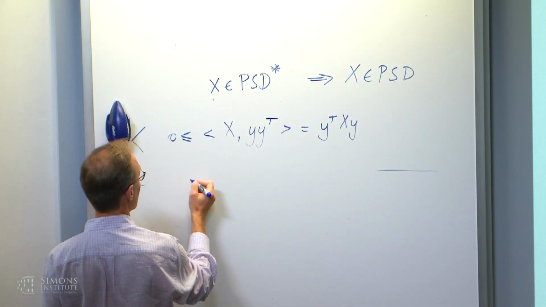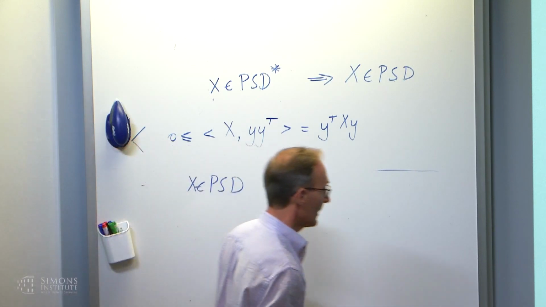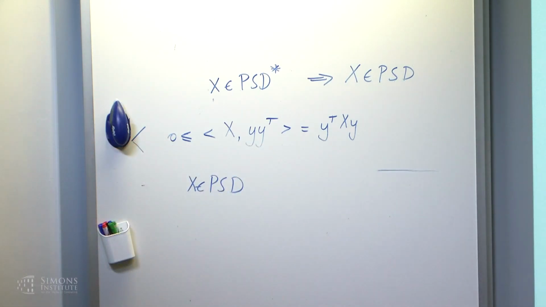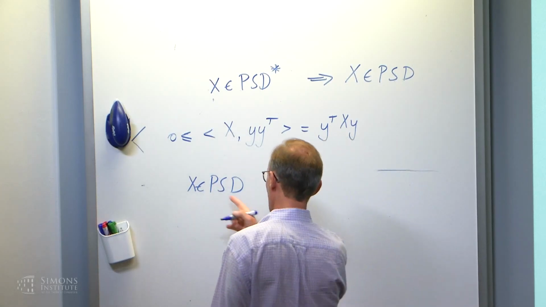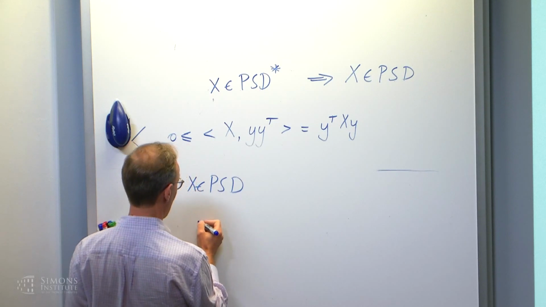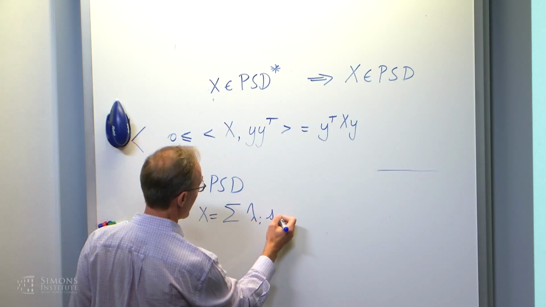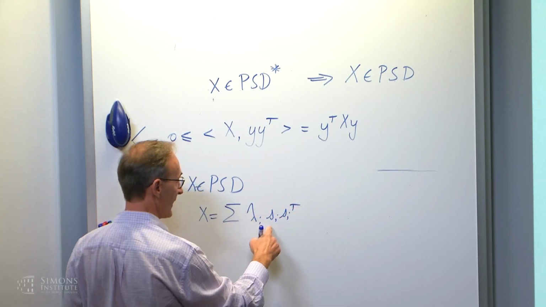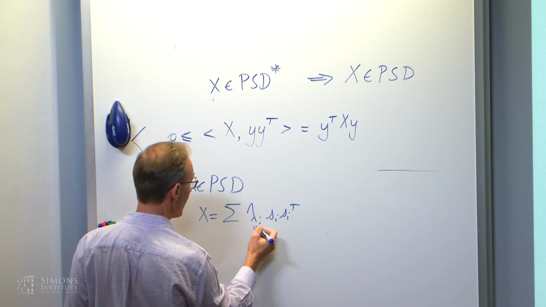Similarly, if X is PSD, then I know that X can be expressed, for example, as the sum of lambda_i v_i v_i transpose. These are the eigenvectors, and these are the non-negative eigenvalues.